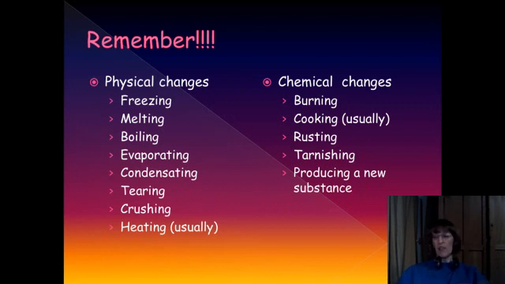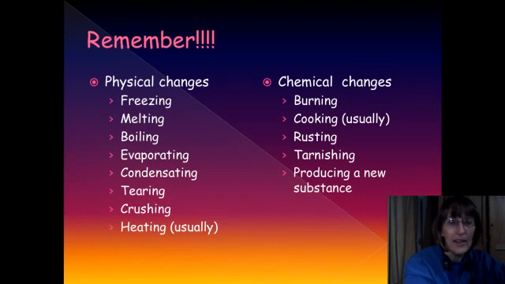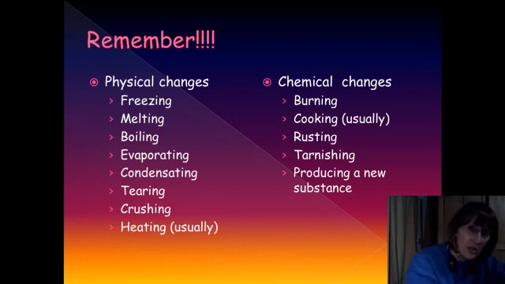The very last page of your notes has some things you need to remember, and that's physical and chemical changes. Phase changes are always physical: freezing, melting, boiling, evaporating. Sublimating means it goes directly from a solid to a gas, and deposition goes from a gas straight down to a solid. Condensing is physical. Tearing, crushing, heating is usually physical. All those things are physical changes because you haven't really changed the chemical that you're working with.